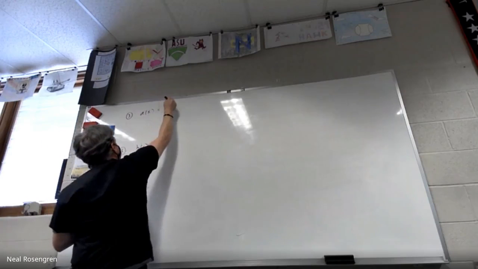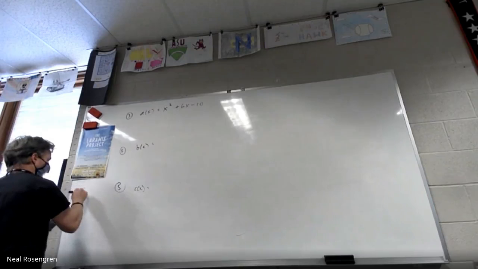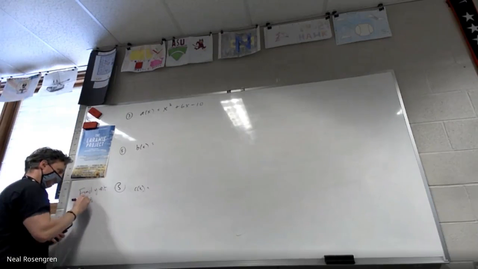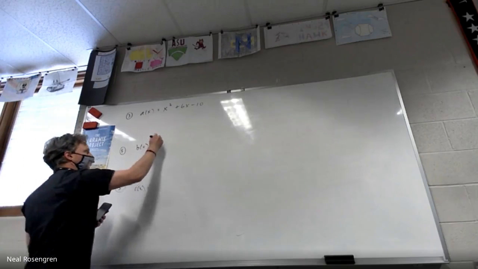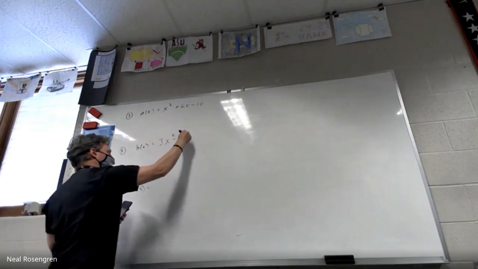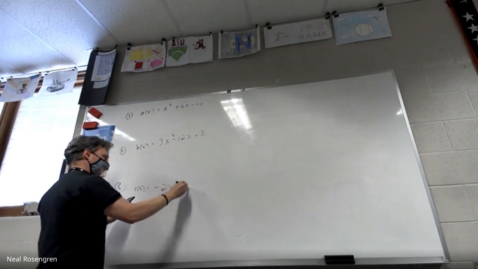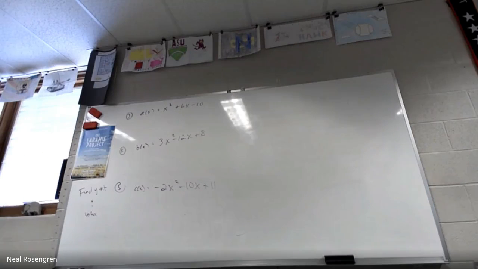All right, x squared, not the first one, plus 6x minus 10. And let's find the y-intercept and the vertex. 3x squared minus 12x plus 8. And negative 2x squared minus 10x plus 11. All right, try those. I'll give you a minute or two. Find the y-intercept, just write it down. Find the vertex, find that algebraically. I'm just going to do a little bit of work to do that.